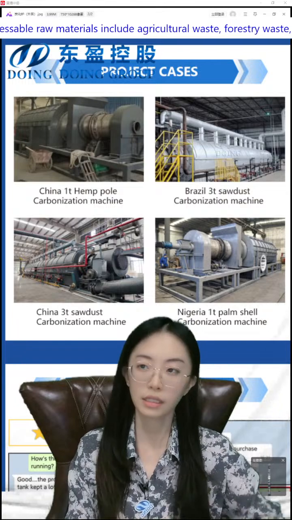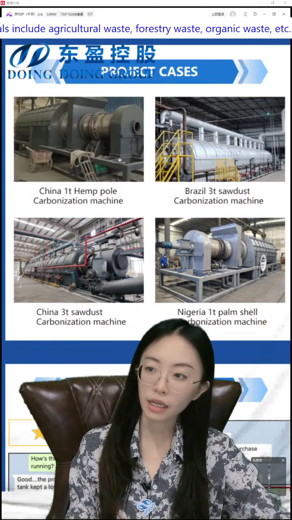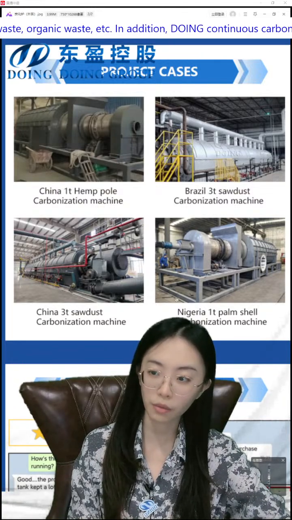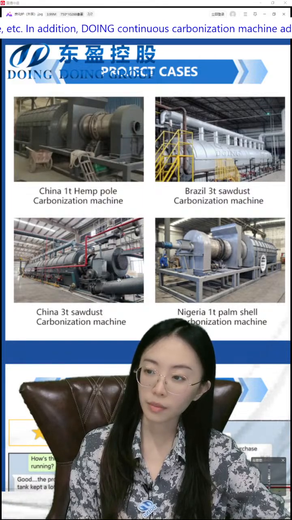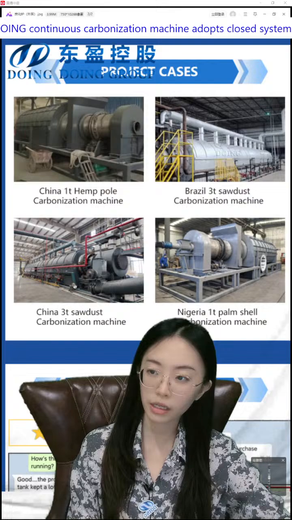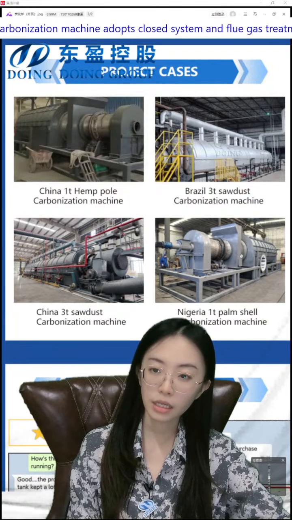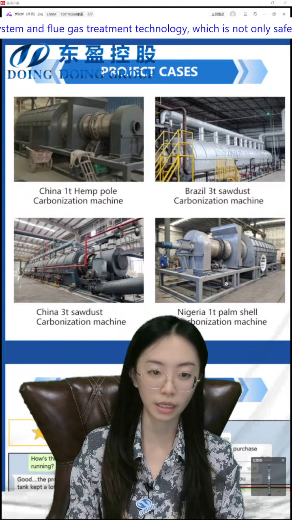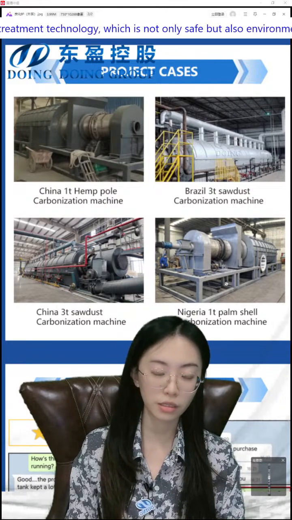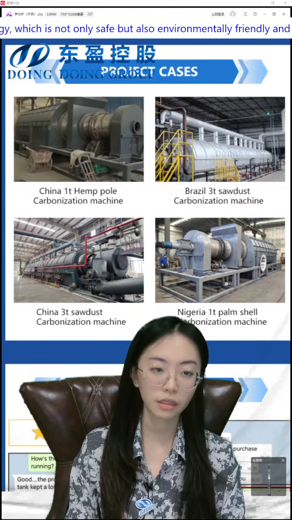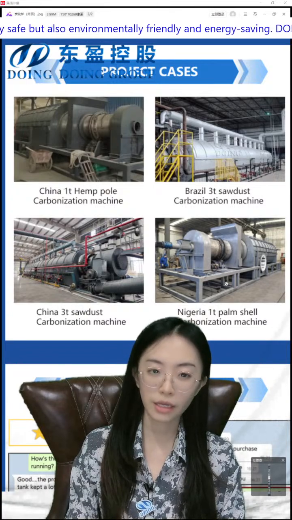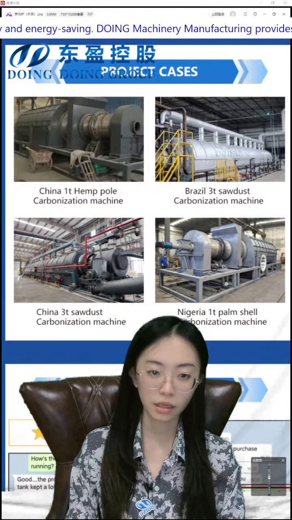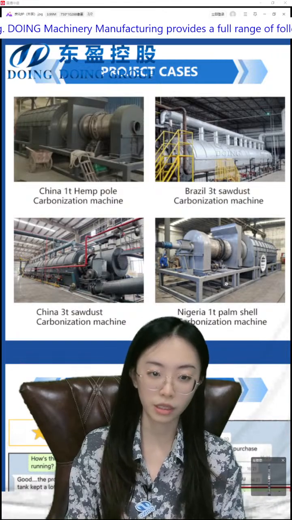Okay, and here you can see this is equipment in China. This is in Brazil, a continuous one for 3 tons per hour. And here is the carbonization machine in China, in Chongqing city. You can also visit. Here is a Nigerian client's workshop. We have our subsidiary in Nigeria, so it's very convenient if you want to have equipment in Africa. We will also build a manufacturing factory in Nigeria, which will be even more convenient.